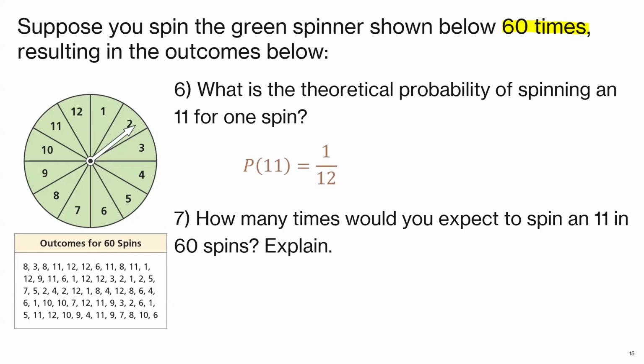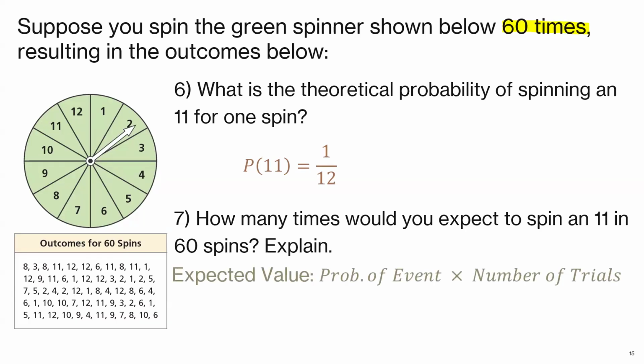But now it's saying if we spin it 60 times, how many times do you expect to spin an 11? So from there, we take the probability of the event times the number of trials. That's called the expected value. The expected value is the probability of the event, if we had done it once, times the number of times that it's actually going to happen. So I have a 1 in 12 chance if I do this once, and I'm doing it 60 times. So I expect to get an 11 5 times, okay? If the experiment comes out perfectly.